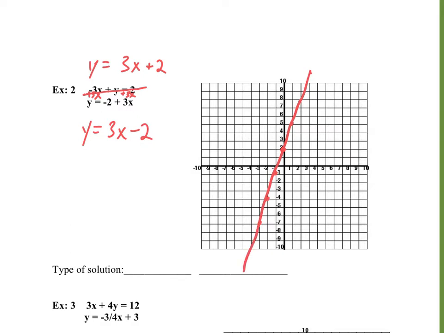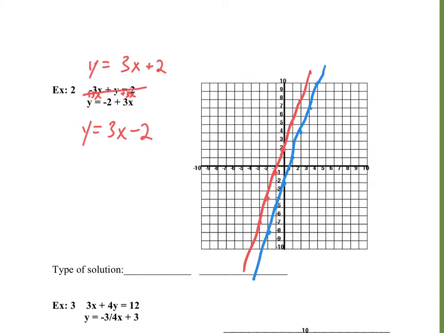Okay, then the next one. My b value is -2. And the slope? Same as the first one, right? Up 3 over 1? Yup. So I'm going to graph that line.